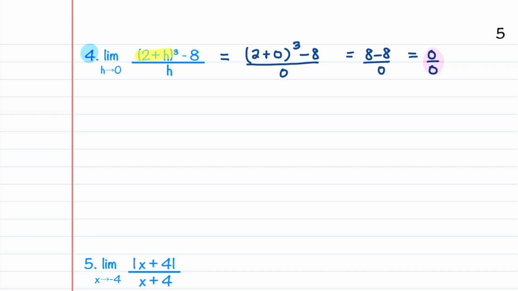Notice in this problem that we have 2 plus h raised to the third power. Whenever you have a limit with an expression raised to a power, you can often evaluate it by multiplying out that power and then hoping that some terms cancel. We're going to begin by multiplying out 2 plus h cubed.